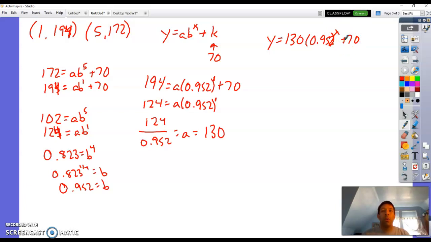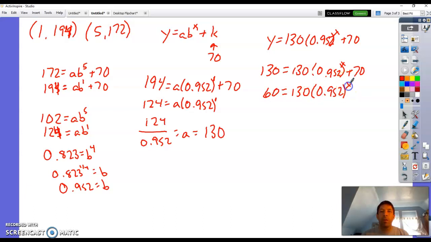So if I want to find out when it's going to be approximately 130 degrees, I'm going to plug 130 over here for y. And now I'm going to solve for x. So I'm going to subtract 70 and then divide by 130. And I'm going to leave that up to you to finish this problem. Remember, you're going to have to use logs to solve it. Okay? Find out when the temperature of the soup will be safe enough for me to eat.